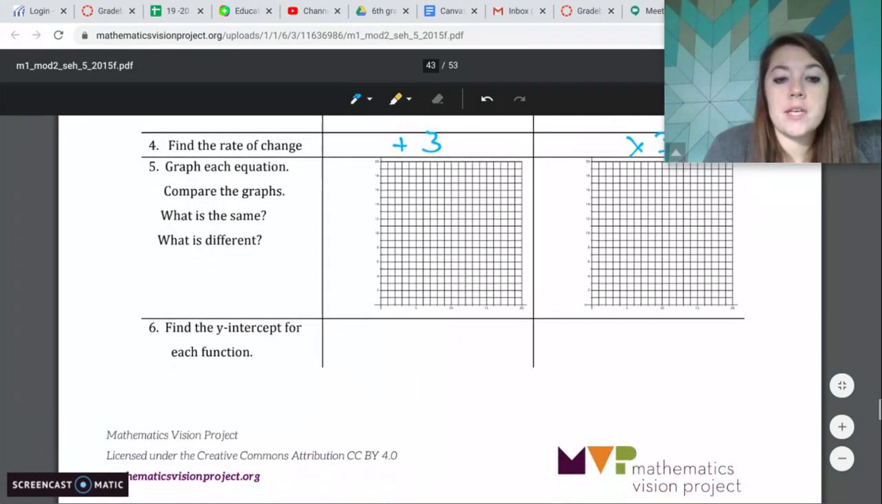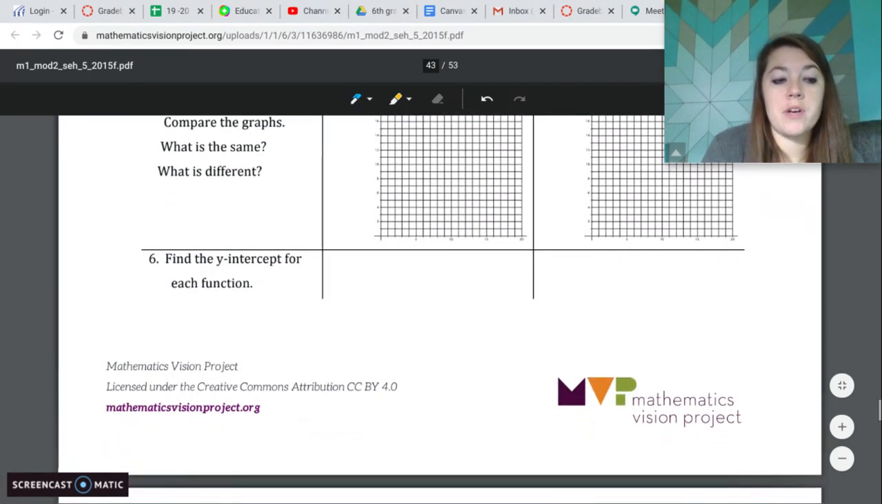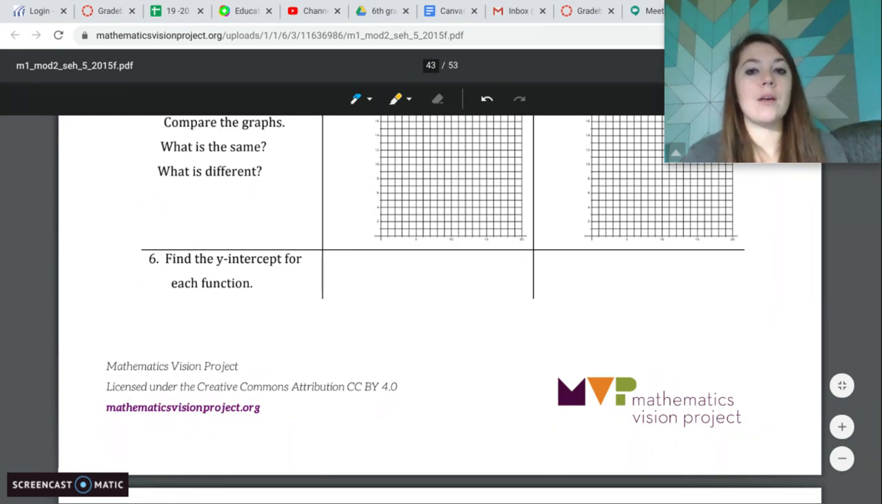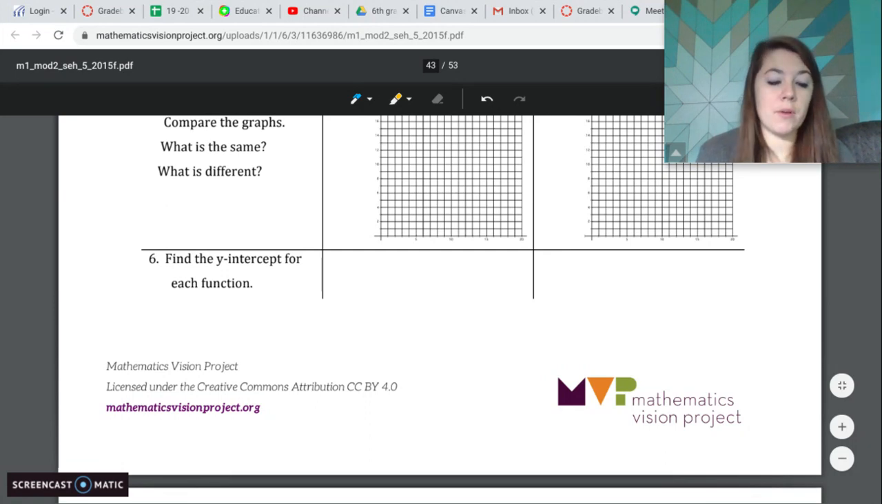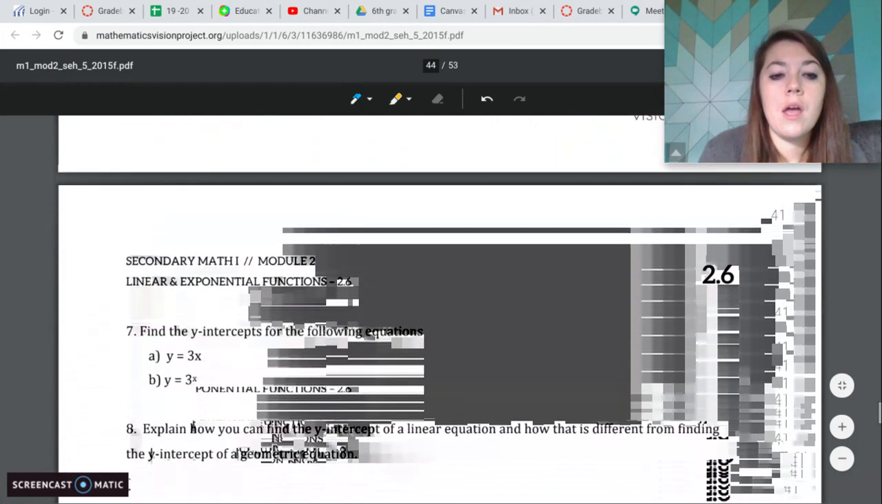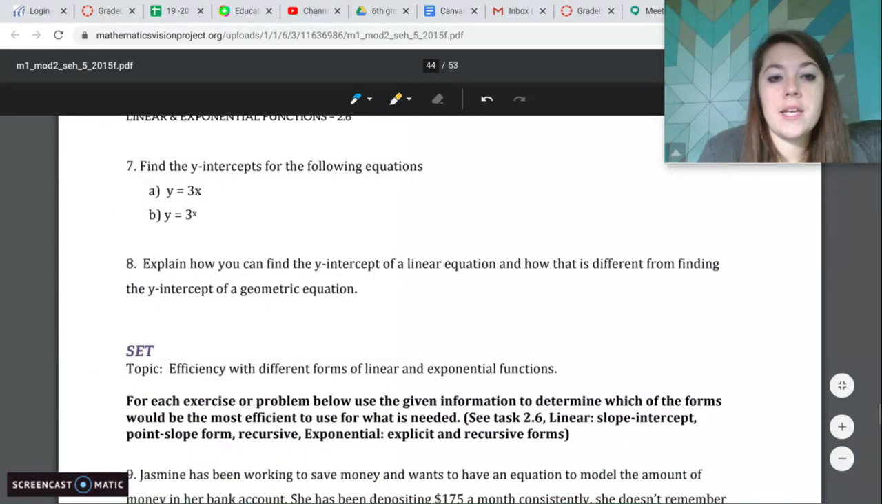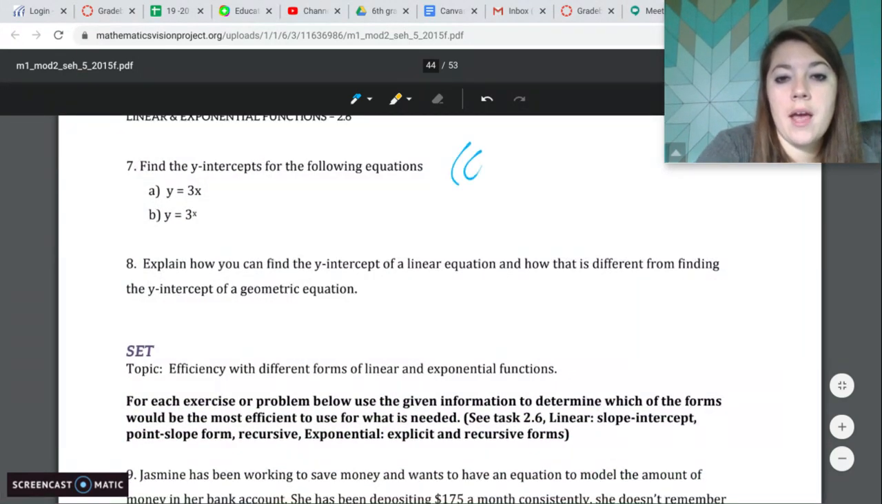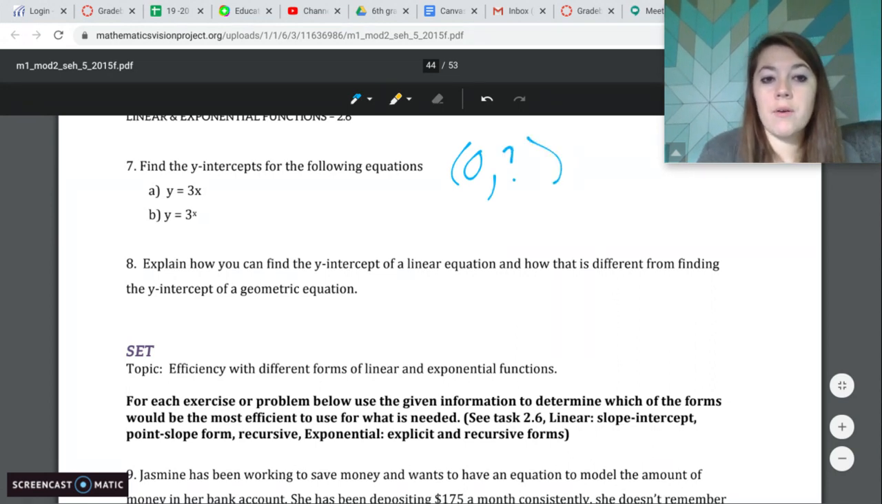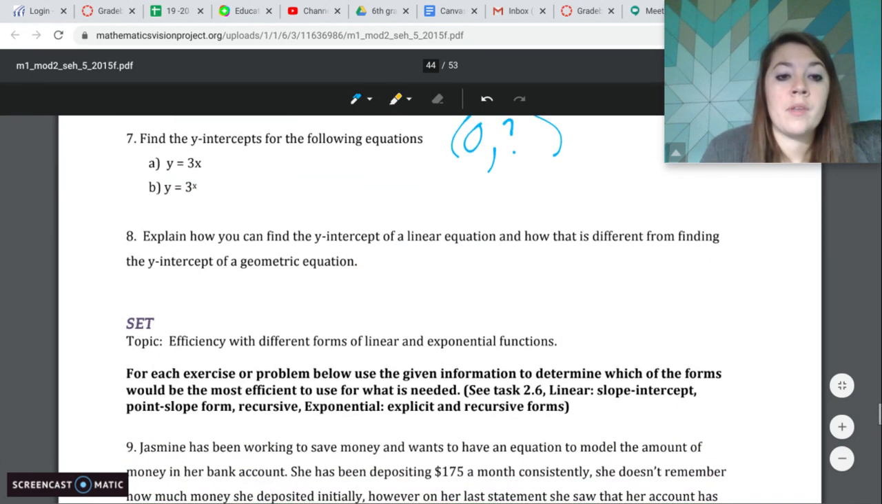And then for number 6, you're going to find the y-intercept for each function. Hint, y-intercept is when x equals 0. So look at your table for help there, okay? All right, number 7, you're finding the y-intercepts once again. Y-intercept is when x equals 0. So plug in a 0 into each of those equations to see what your y value would be.